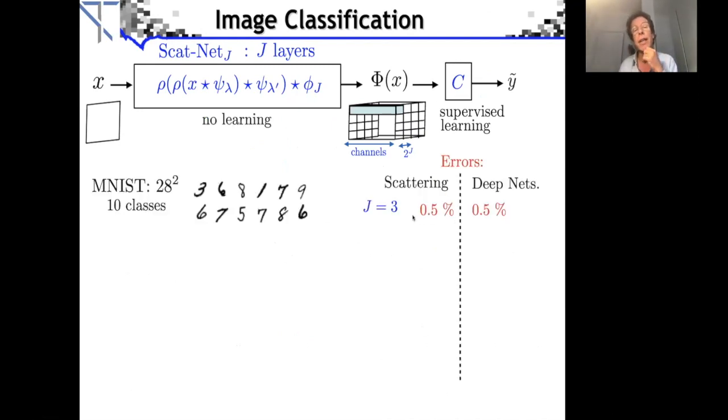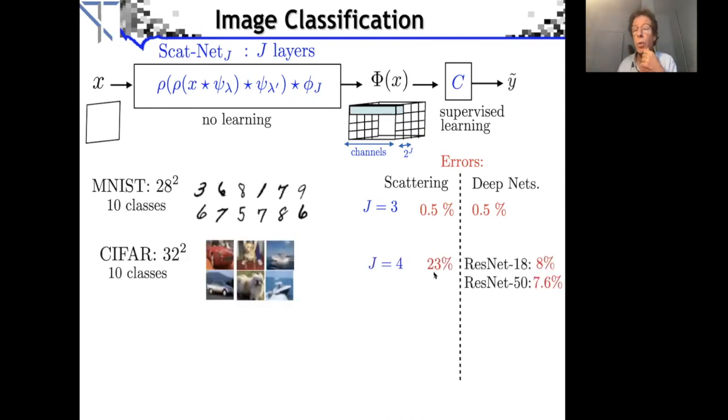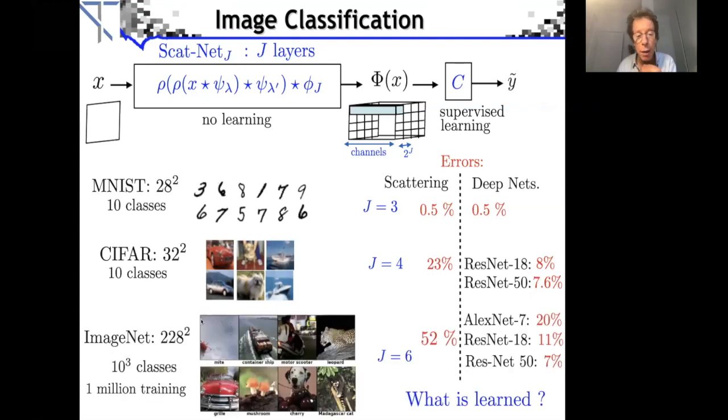Okay, if you apply that for image classification, here's what you get. MNIST with a scattering network like that, to which you just apply, after applying all your layers, your linear classifier, you get the same kind of results as a deep net, because it's a very simple problem. If you do that on CIFAR, the error is 23%, whereas on deep nets, they are much lower, 8%. If you now apply that on ImageNet, which are much bigger images, the error is 50%, whereas AlexNet or ResNet goes down to 10%. So basically the error is much bigger. And the question is, okay, what is learned? How come we can't achieve that kind of result?